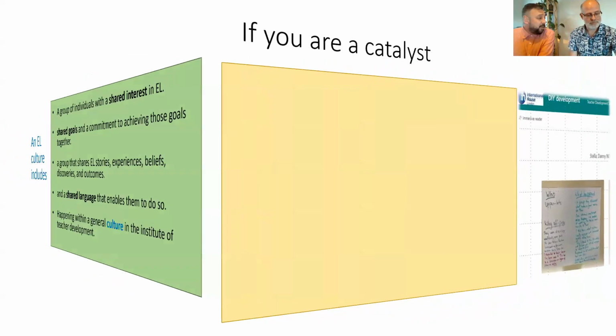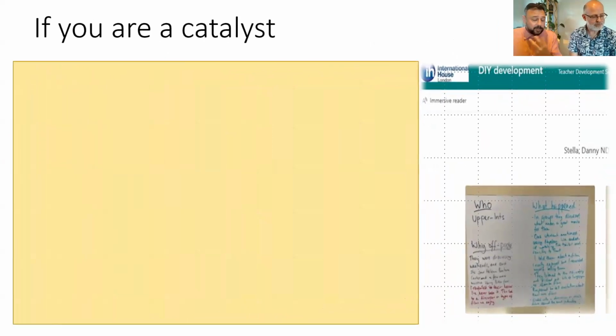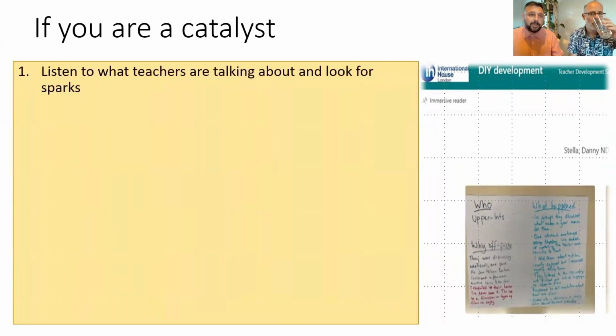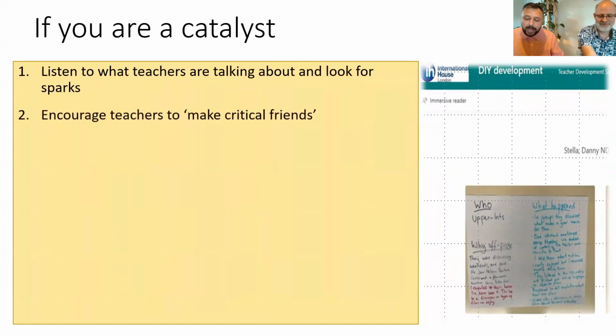So to get things going, you need a catalyst, you need that spark, as we've been talking about today. Some advice if you are in a position to be a catalyst. Maybe it can be anyone, it doesn't have to be the manager, it doesn't have to be a senior teacher, it can be another teacher in the organisation that's interested in something, someone within the culture. Listen to what the teachers are talking about and look for sparks, as Danny mentioned before, earwigging on conversations a little bit and seeing what's the zeitgeist in the staff room, what are people interested in.